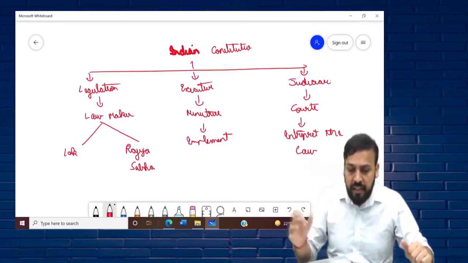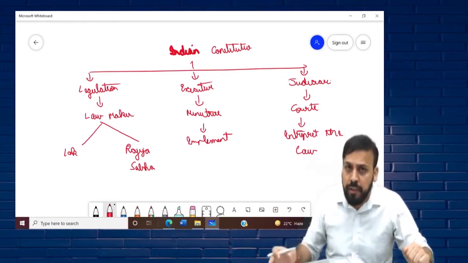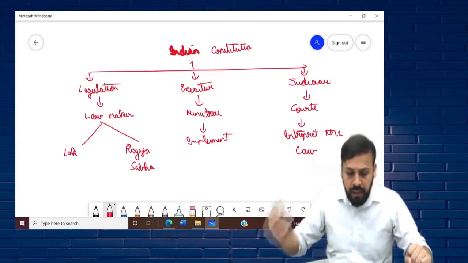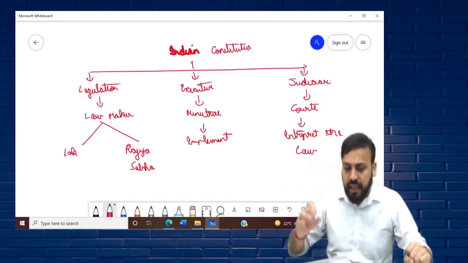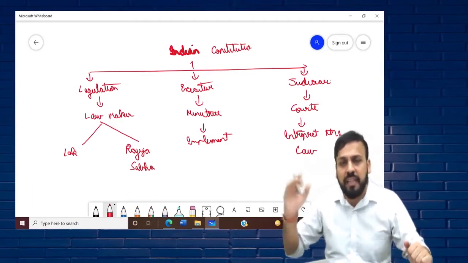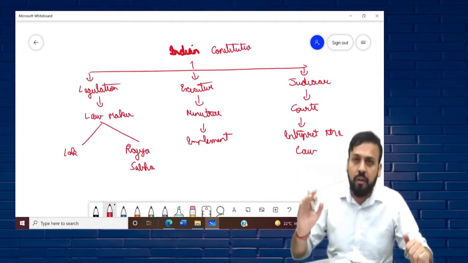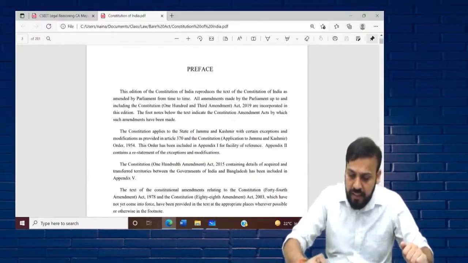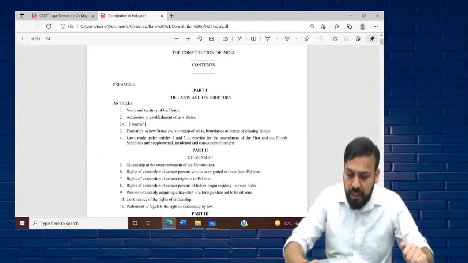So these are the three pillars of the Indian Constitution: legislation, executive, and judiciary. Legislation are lawmakers, executive are law implementers, and judiciary is the law interpreter. Very clear. So if you understand this, see what is happening in the Indian Constitution.